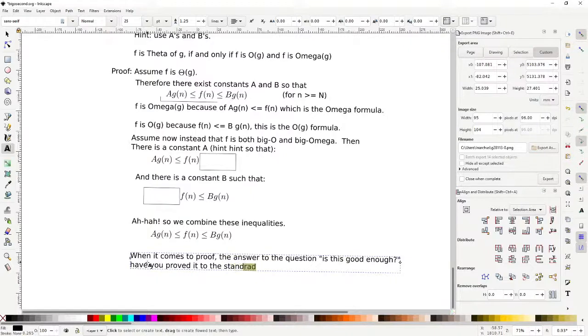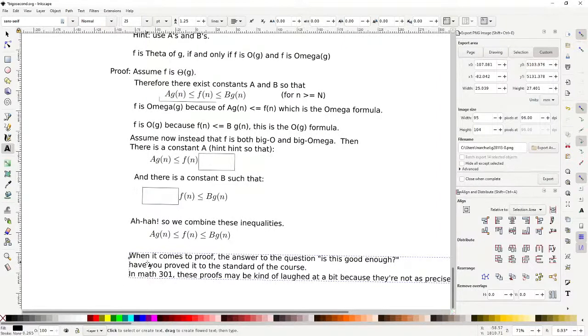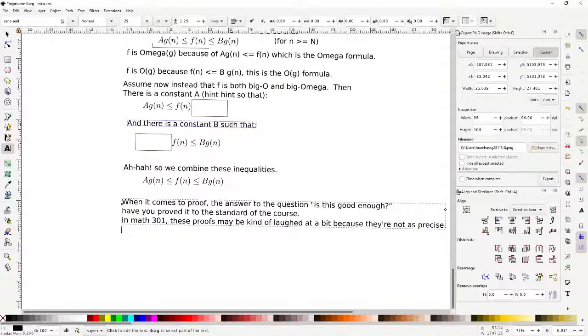So for instance, in Math 301, these proofs may be kind of laughed at a bit because they're not as precise. Definitely in Math 302. So if you take a proof class, some of these proofs may be kind of laughed at. This proof is actually probably good enough for a Math 301 proof, but I know that some of the proofs of my runtime stuff have not been precise enough for a Math 301 proof. The professor would just write, huh? Or why is any of that? Right? And we're making a lot of assumptions and all that stuff.